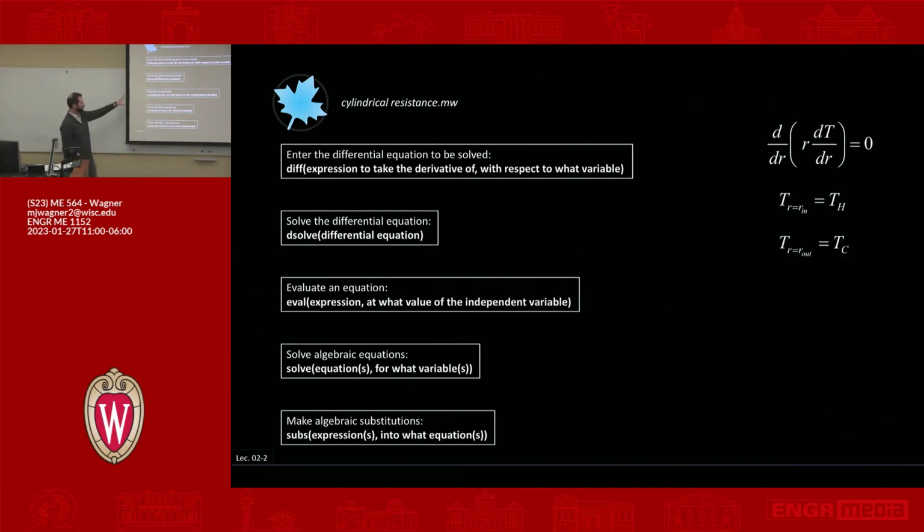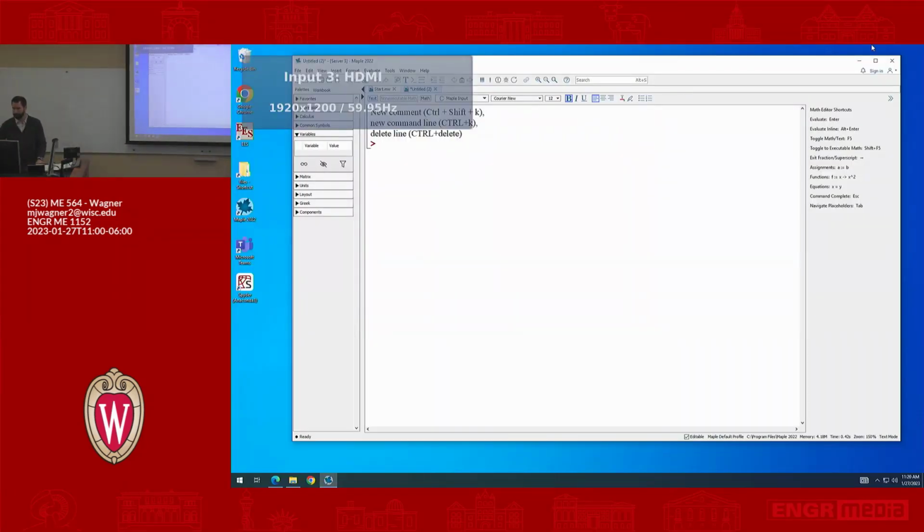You can evaluate expressions at certain values. So we want to evaluate our boundary conditions at some r. You do that with the eval command. Solve will solve a set of algebraic equations, and then subs will replace certain things with other things in equations. So maybe it's better just to show you how this looks. Let's go over to Maple here.